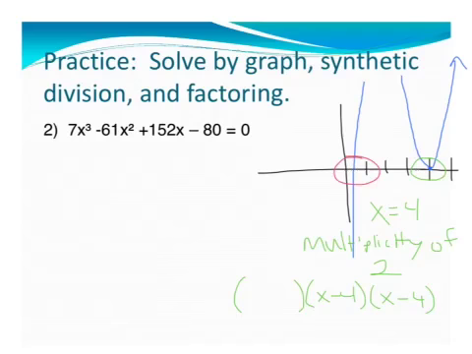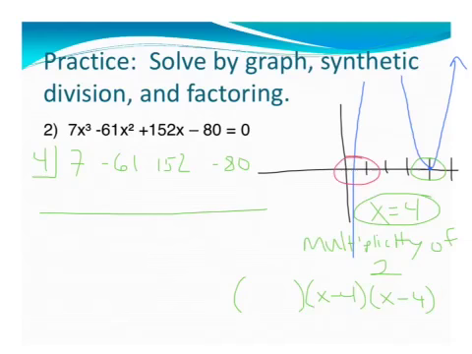So let's set it up. Since our root is x equals 4, and has a multiplicity of 2, we're going to do synthetic division with the 4 twice. So 4 goes here, we get 7, negative 61, 152, and negative 80. Let's go through our steps of synthetic division.